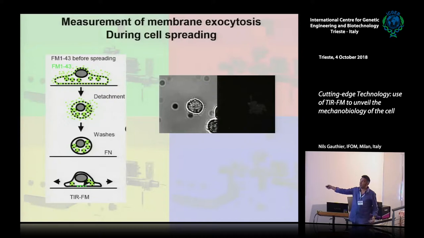What we did is that we preloaded the cell with this dye. We detach the cell in the presence of the dye, then we wash the cell. The dye leaves the plasma membrane, so you have a dark plasma membrane now. And whatever comes out, because it has loaded the dye before, will shine. And now you see that.